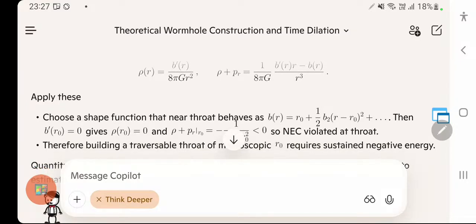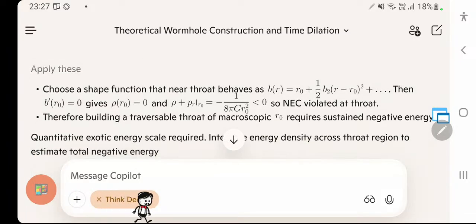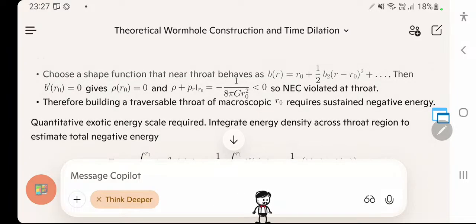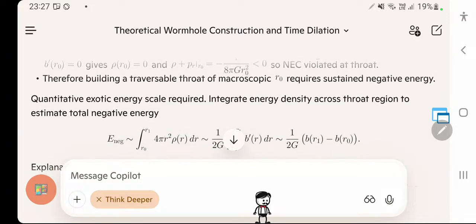Choose the shape function that near the throat behaves as follows. Then this gives. Then, the energy density at the throat. Therefore, building a traversable throat requires sustained negative energy. Quantitative exotic energy required: integrate energy density across the throat region to estimate total negative energy.